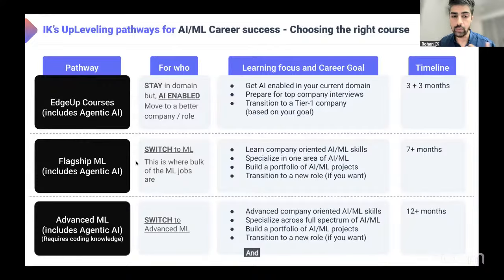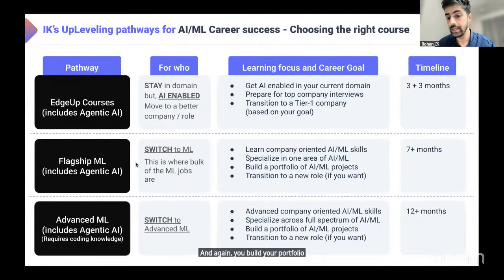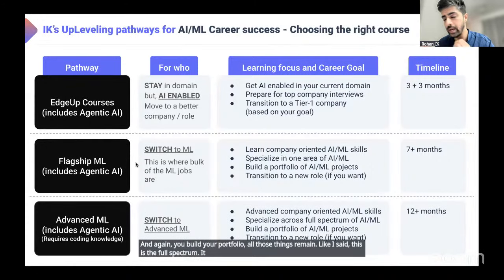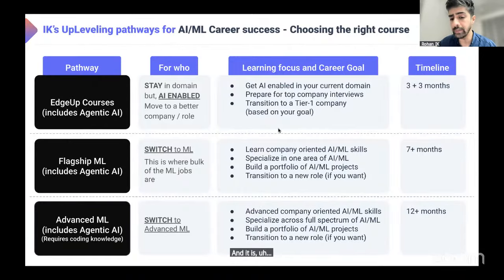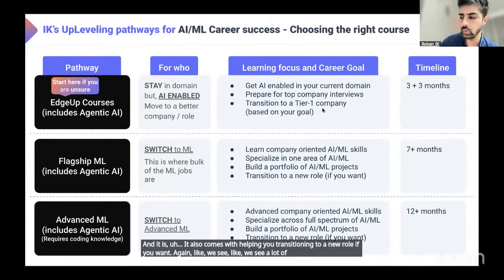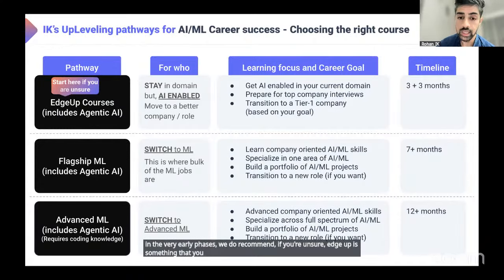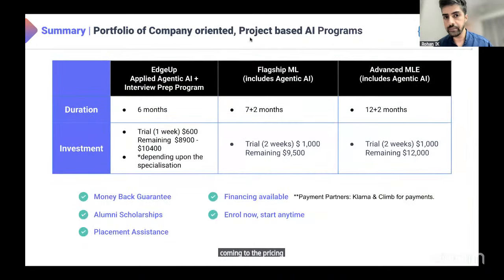And then the advanced ML, which is a specialization across the full spectrum of AI ML. Again, you build your portfolio, all those things remain. Like I said, this is the full spectrum. It requires more commitment and more in-depth understanding, and it also comes with helping you transition to a new role if you want. Again, we see a lot of people coming to us who are in the very early phases. We do recommend, if you're unsure, Edge Up is something that you should think about. If you are already building agents, then flagship machine learning would be most apt for you. Coming to the pricing of these, again, these are list prices.